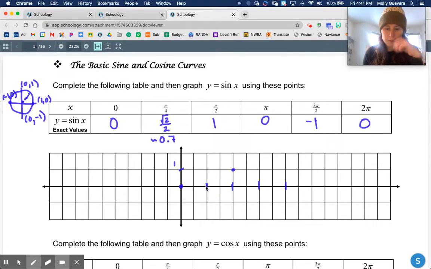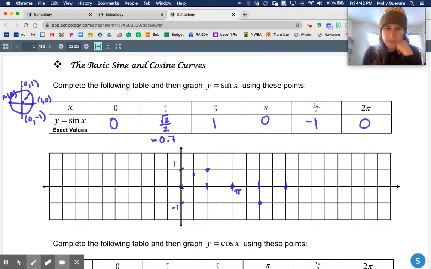So a quarter of the way around the unit circle, I have an output of 1. Halfway around the unit circle is where pi is. I have an output of 0. Three-quarters of the way around is 3 pi over 2. So that gets me negative 1. And then I'm back to 0. And then a quarter of the way is around 0.7-ish, so like here. We can call this negative 1.